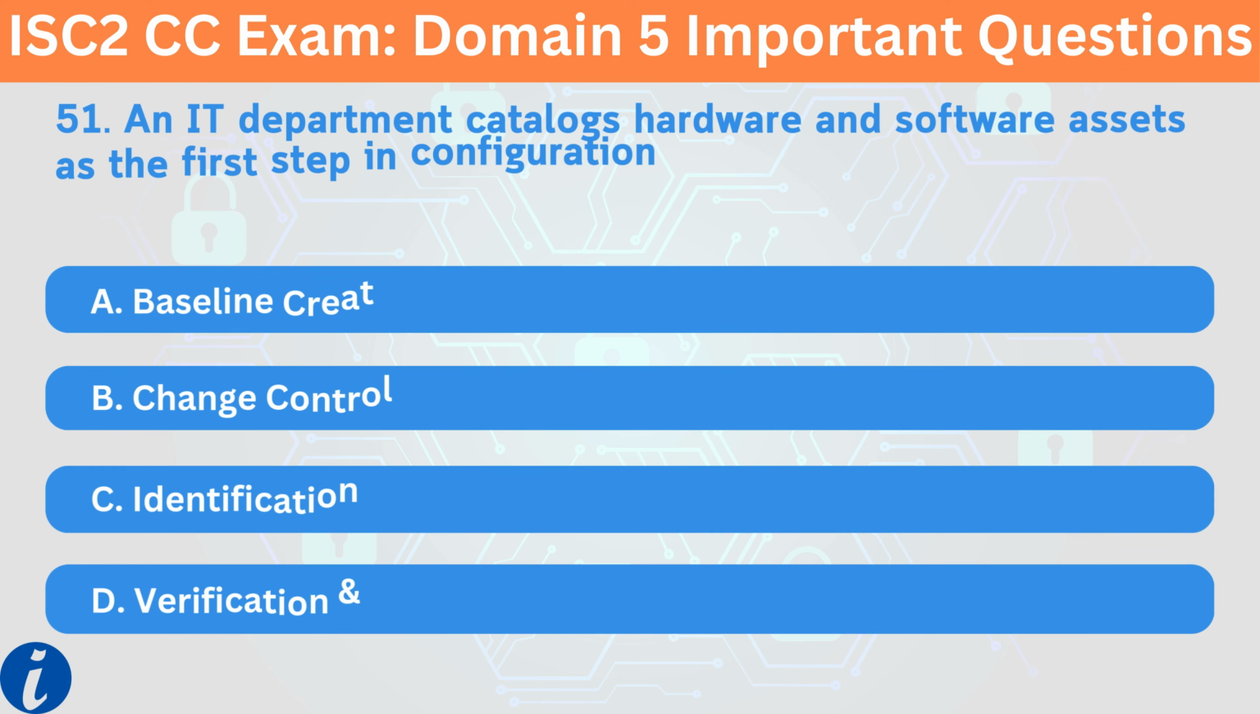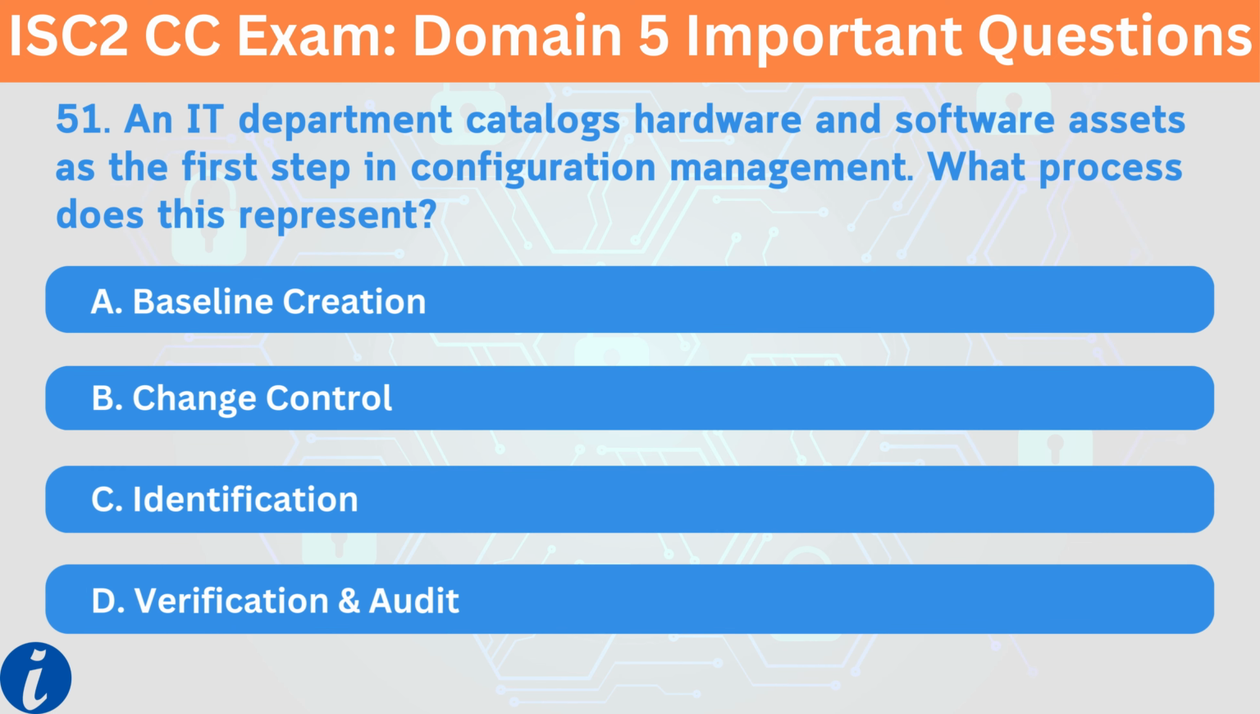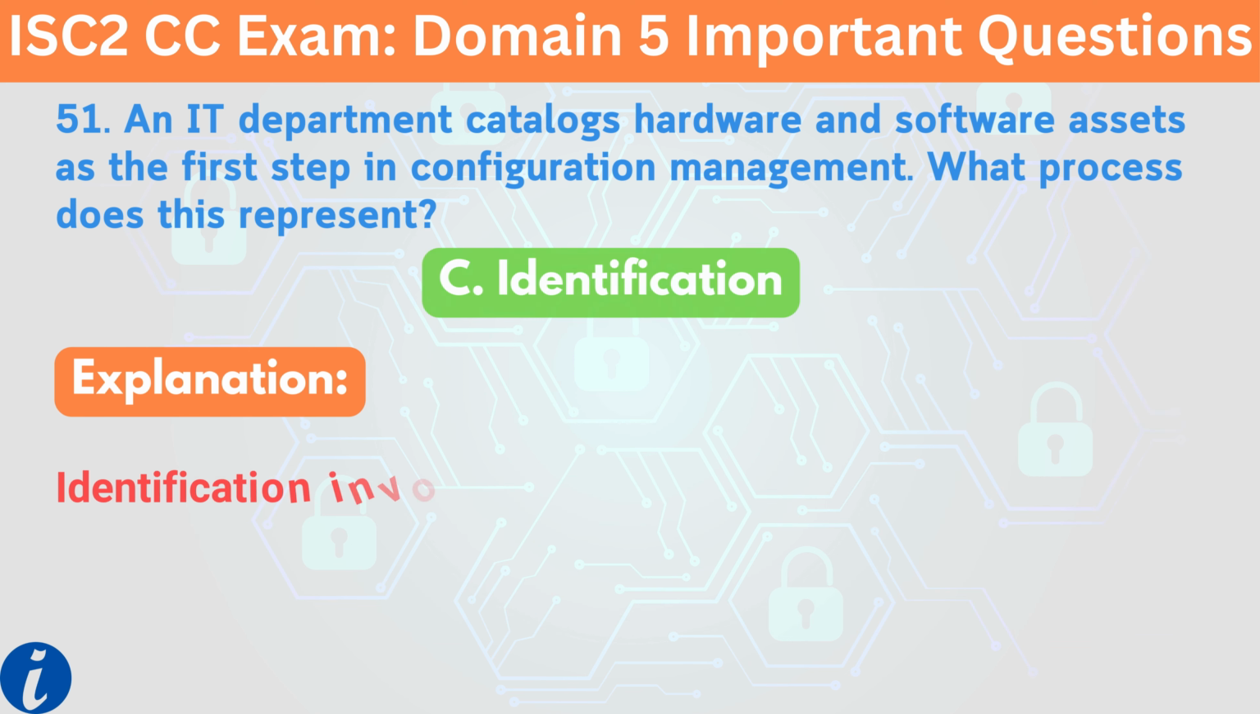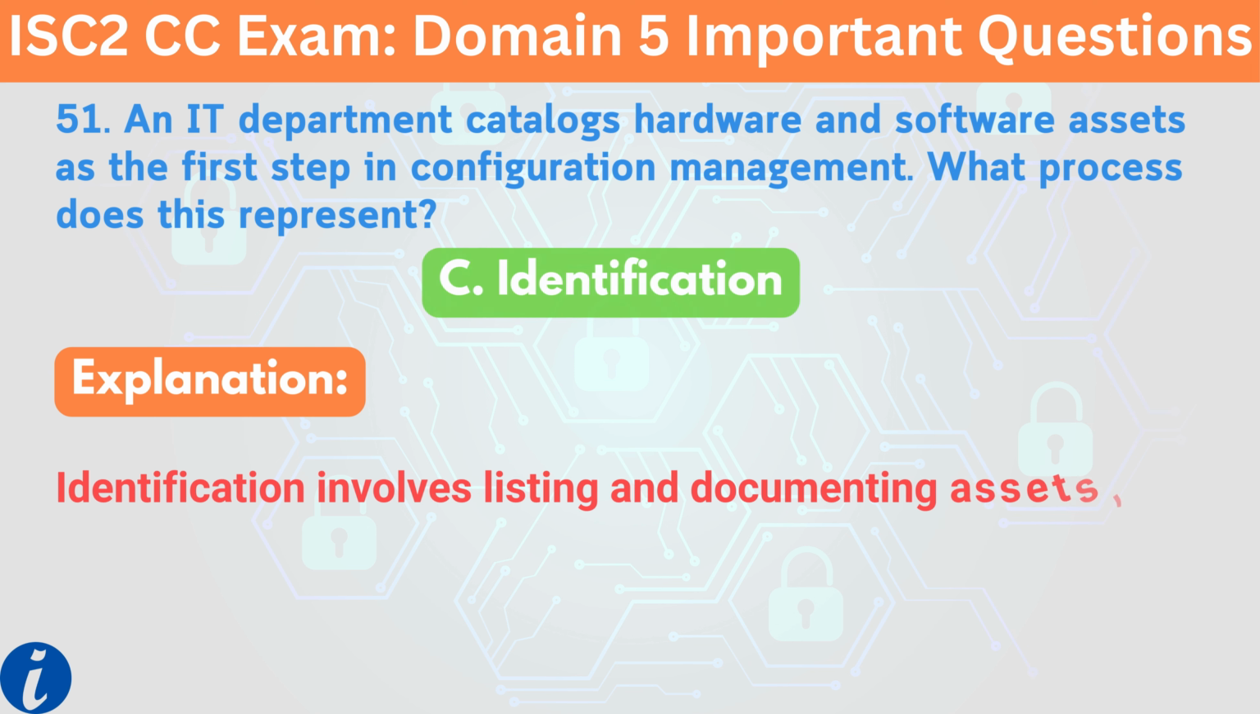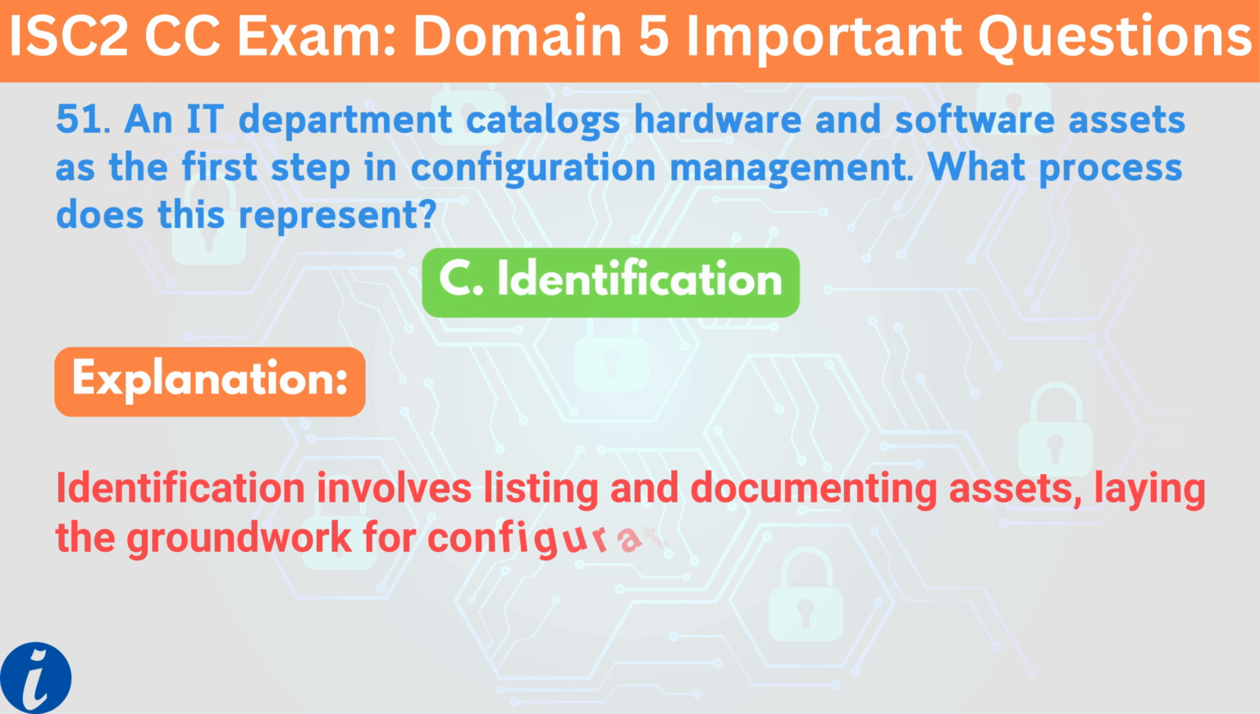51. An IT department catalogs hardware and software assets as the first step in configuration management. What process does this represent? A. Baseline creation. B. Change control. C. Identification. D. Verification and audit. The correct answer is C. Identification. Explanation. Identification involves listing and documenting assets, laying the groundwork for configuration management.